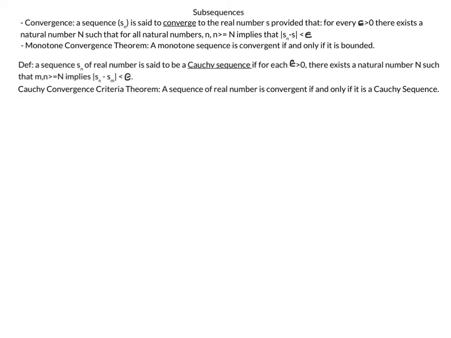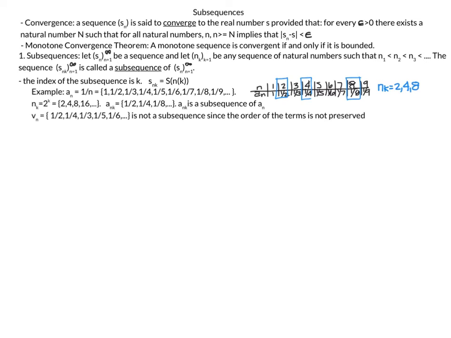And also we had the monotone convergence theorem that said a monotone sequence is convergent if and only if it is bounded. I am also going to mention that a sequence of real numbers is said to be a Cauchy sequence if the terms in the sequence get closer together as n becomes large. And there's this Cauchy convergence criteria theorem that says a sequence of real numbers is convergent if and only if it is a Cauchy sequence. Now, I don't believe we're going to be using Cauchy sequences in this video, but since I was reviewing, I'm just going to put these two definitions out there as well.